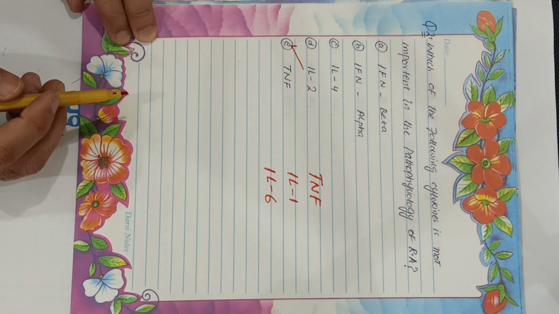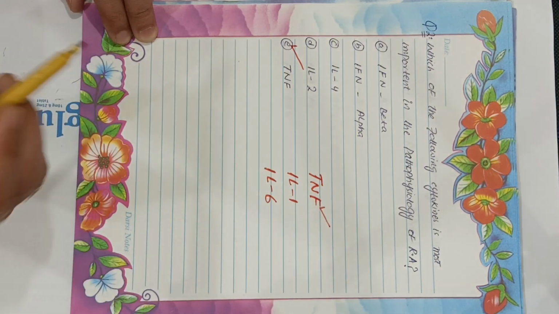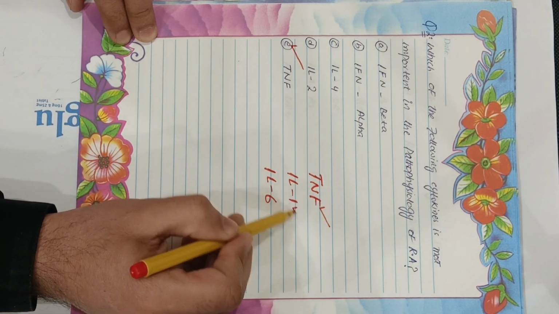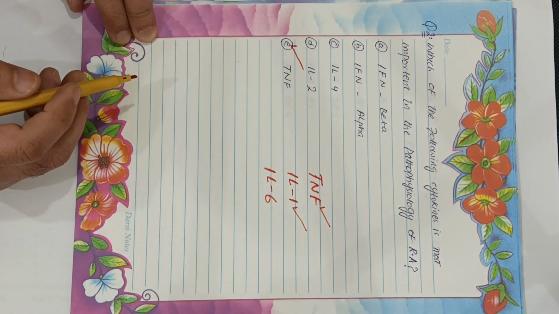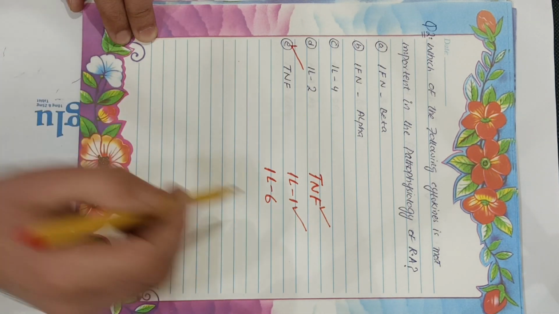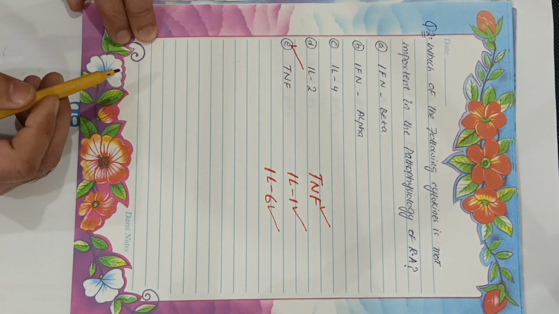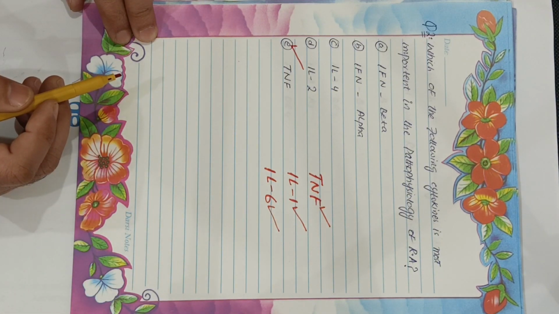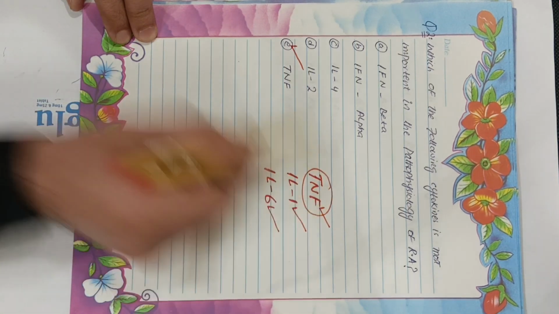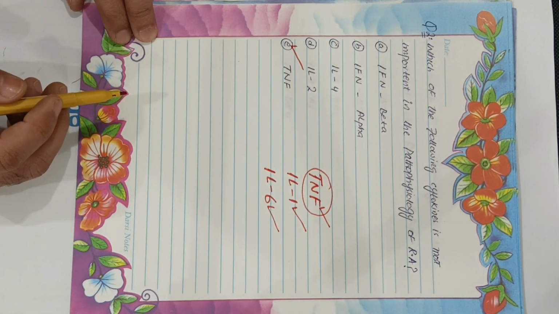That is why we give drugs which will inhibit the TNF, that is the anti-TNF drugs, and we give drugs like anakinra, an IL-1 antagonist, and we give the drug which will inhibit the IL-6 like tocilizumab. So the most important cytokine which is responsible for the pathophysiology of rheumatoid arthritis is the TNF.